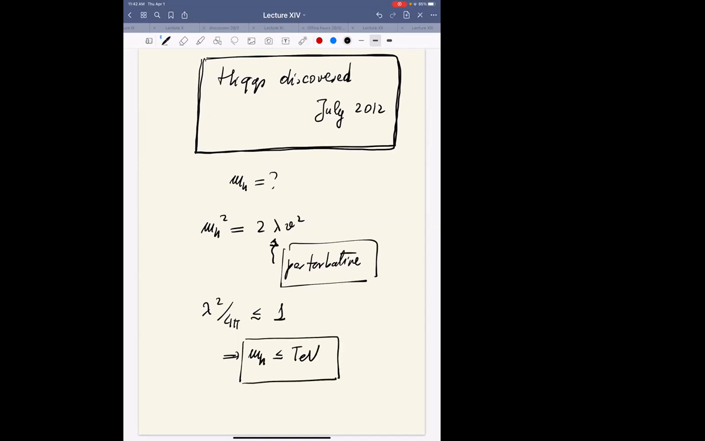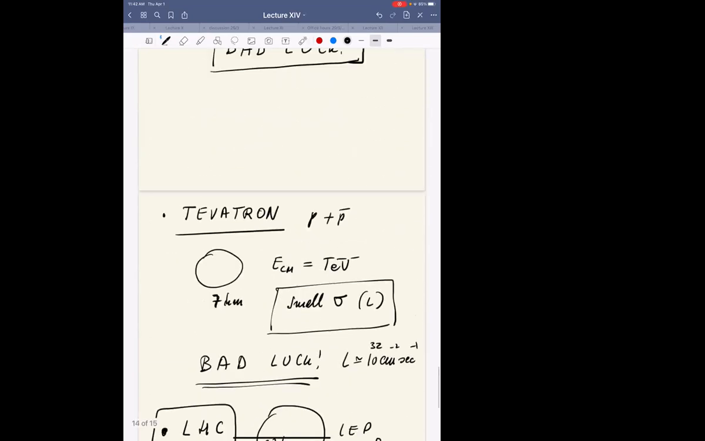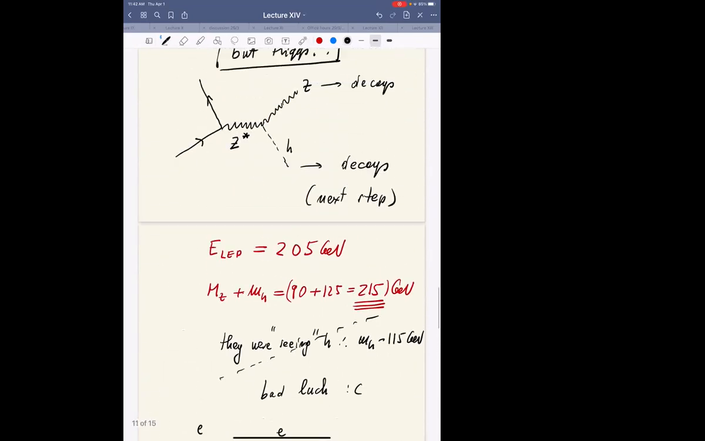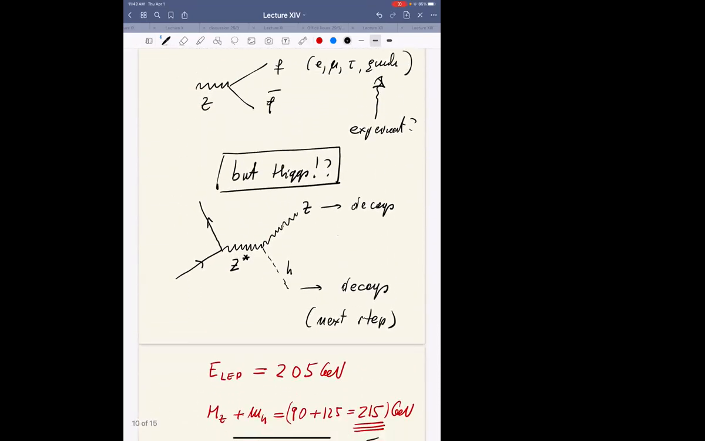So that's why they wanted to have a lot of energy. They said, we want to see the Higgs. Who the hell knows what the mass is? Maybe it's 100. Well, it was bigger than 105. How do I know that? From here. Here you get a lot of cross-section in this process. Sigma is big. This is really bad luck, because you're producing Z directly. This is a very, very good way of producing it.